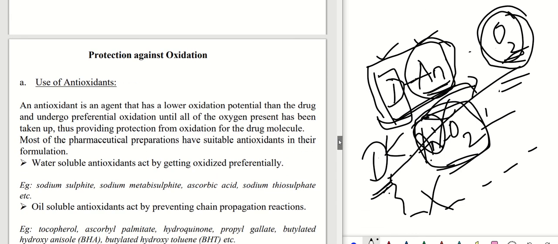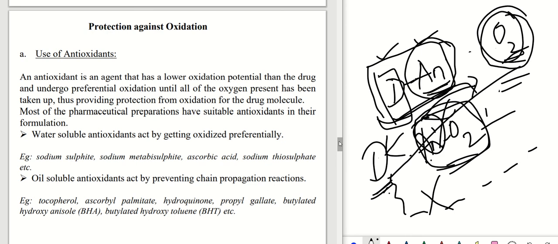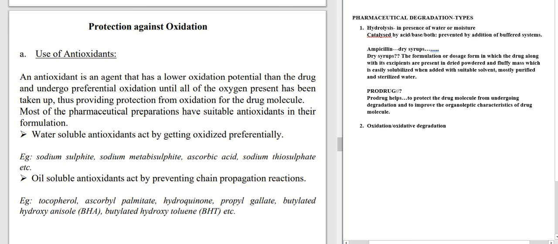Now, how can we protect the drug molecule from being oxidized? As we all know, by use of antioxidants. If we see the definition, it will be really helpful for us to know how it acts. An antioxidant is a substance which has a lower oxidation potential than the drug and undergoes preferential oxidation. Meaning it takes the first position. It is like a competition between the antioxidant and the drug molecule. So the antioxidant will always take first place to undergo oxidation.